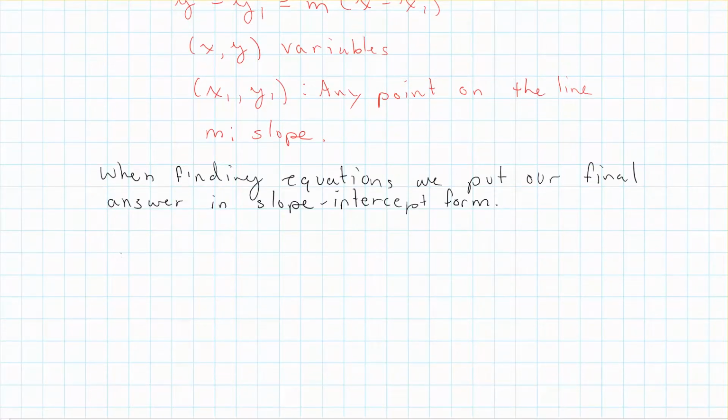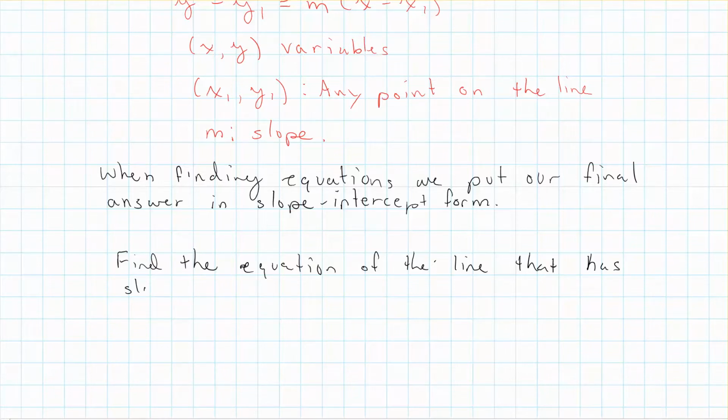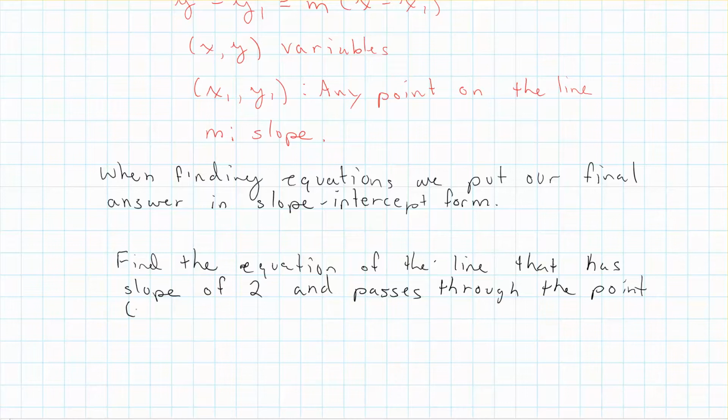Let's look at this here. So find the equation of the line that has slope of 2 and passes through the point (3, -7).